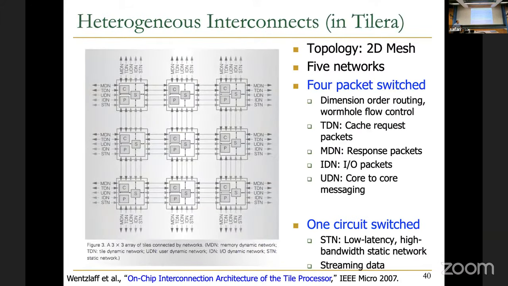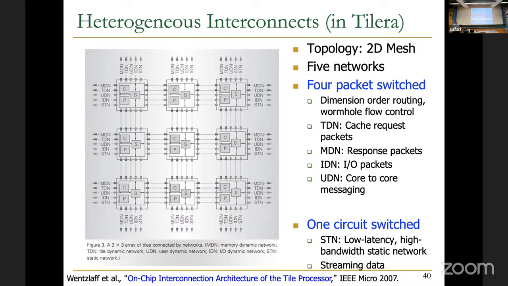We have actually seen this slide in one of our lectures, I guess in asymmetric multicore. This is the heterogeneous interconnect that has been used in Tilera. As I said, we have different choices for topology and different choices for switching. So in the end, you don't have to select just one of them. It makes sense to combine them and intelligently use them in a heterogeneous manner. This is one example that has been used in the Tilera processor.